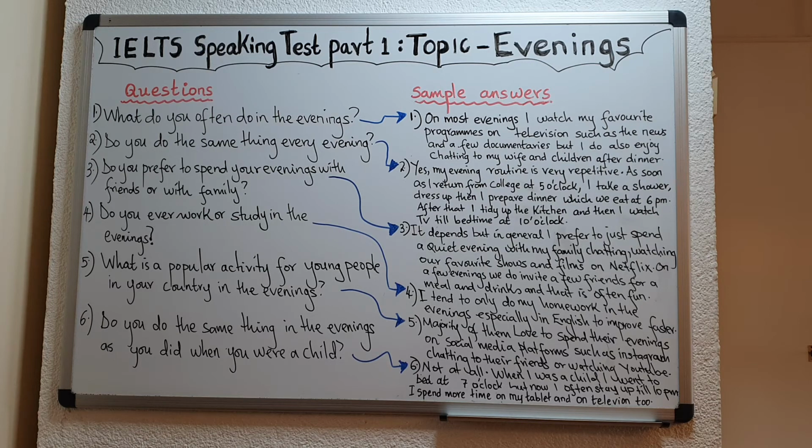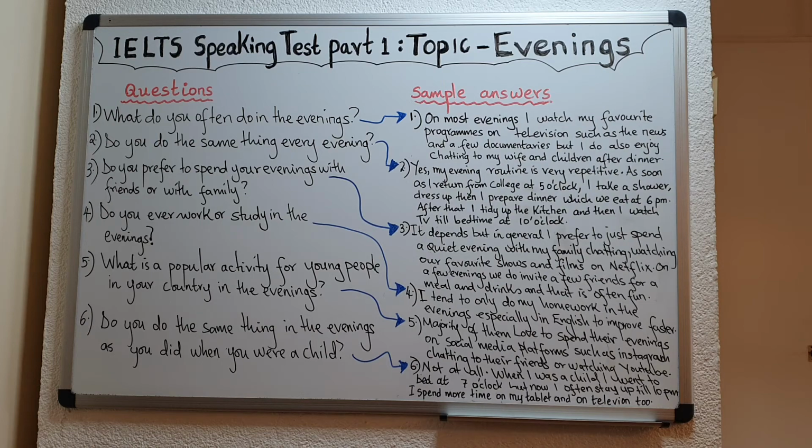your answer is it depends, then it means that you're going to talk a little bit about both of those choices, okay? If you begin your answer with it depends, then it means that you're going to respond to the two choices that you have been provided with in the question. And in this case, it was spending your evenings with friends and spending your evenings with family.